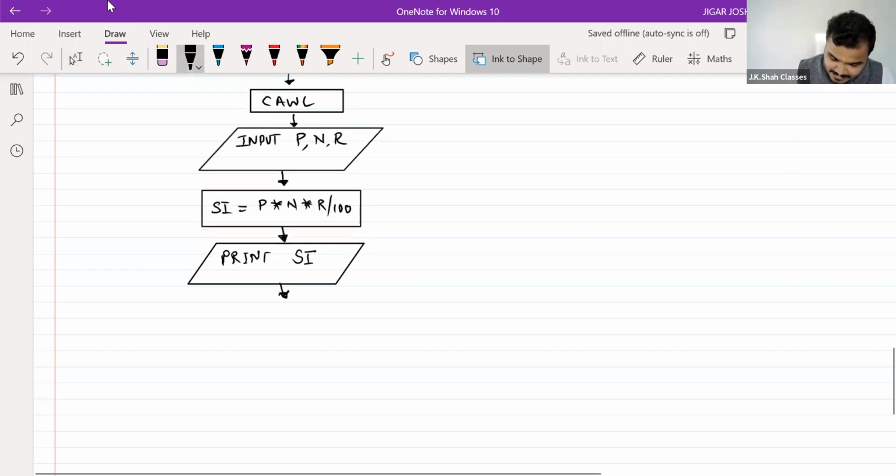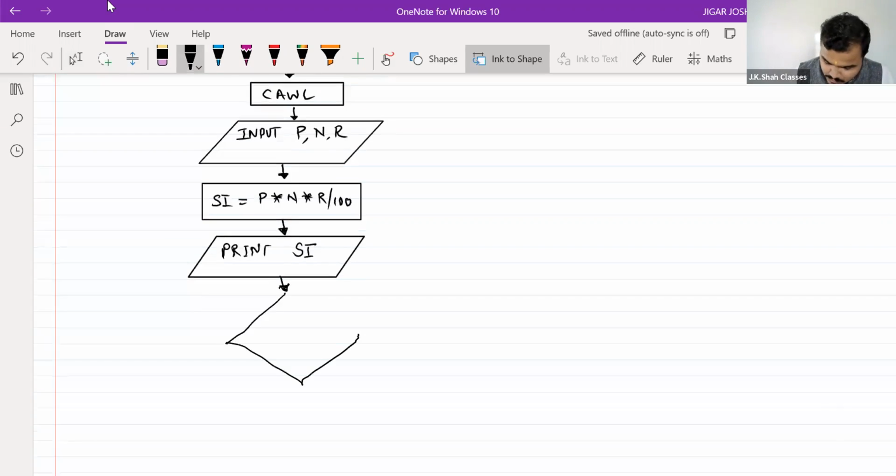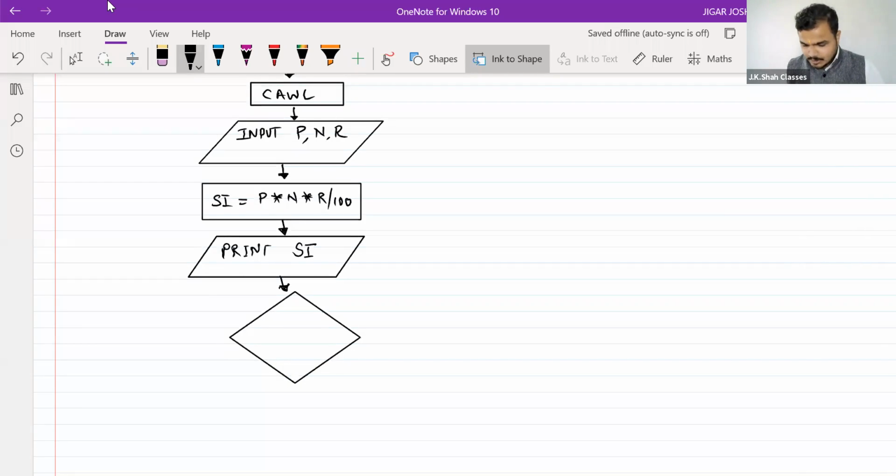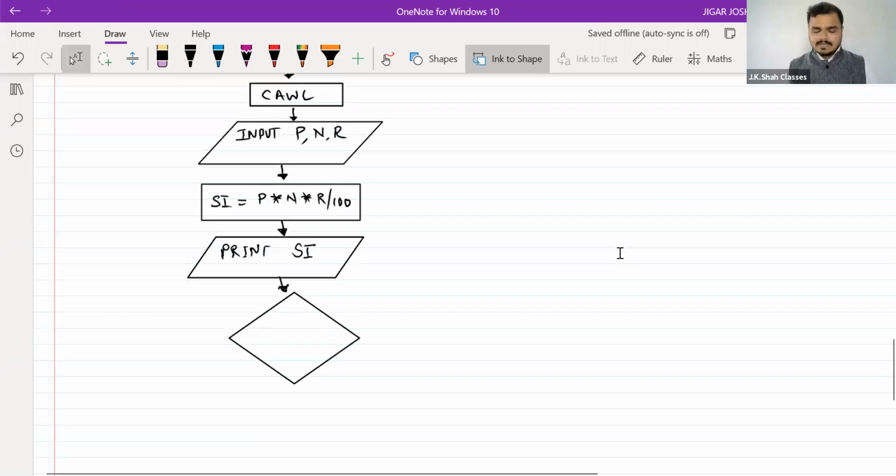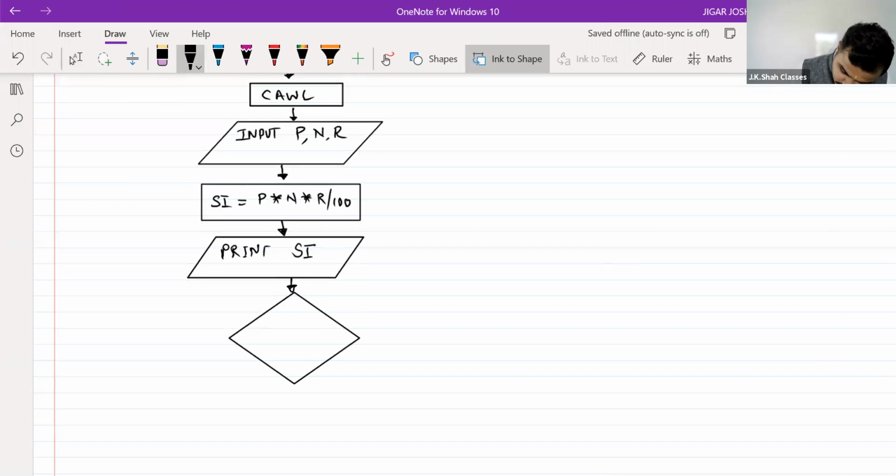So that will always be done in a decision box. Like this, this type of decision box has to be made. Understood? Will you be able to make it? Sir, definitely, sir. Agree? Till here, everything is clear?